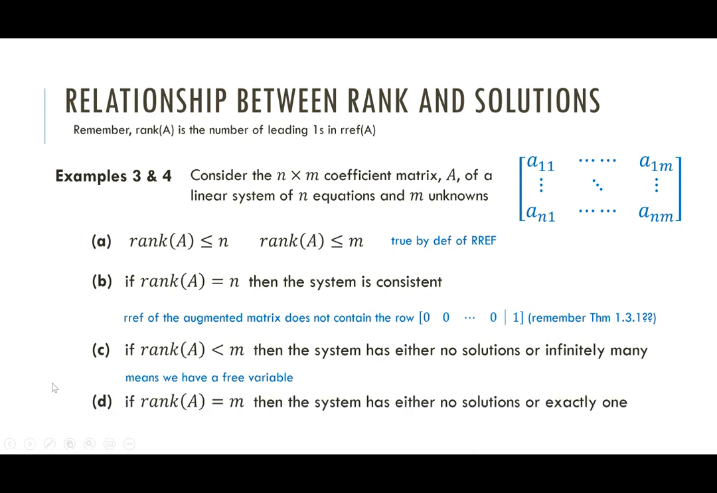And then the last element of this theorem is that if the rank equals the number of columns, then the system has either no solutions or exactly one. Okay, so let's think about why that is true. If the rank equals the number of columns, then there are no free variables. And if there are no free variables, then we can't have infinitely many solutions. So there we go. This is the meaty stuff here, and we'll use this a lot. So this will come up many times throughout the term.